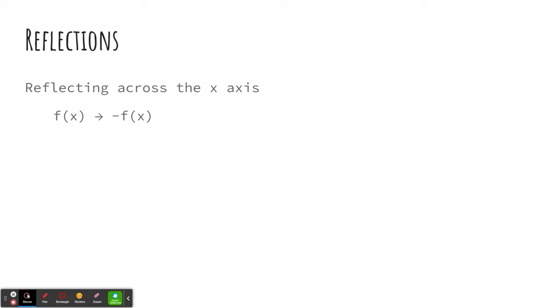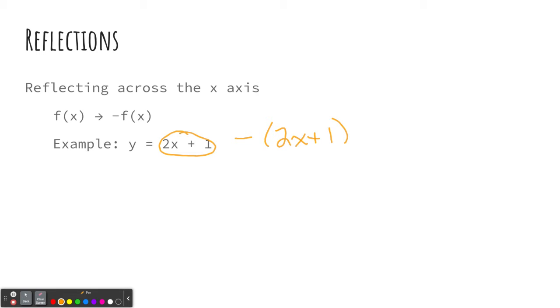We're going to take f of x and turn it into negative f of x. So here's an example, y equals 2x plus 1. We're going to turn this into negative f of x, meaning we are going to do negative the entire thing. We're taking this whole thing and making it negative. We'll distribute that in, and it will become negative 2x minus 1.